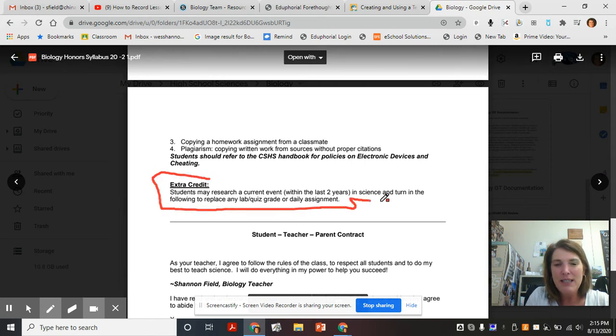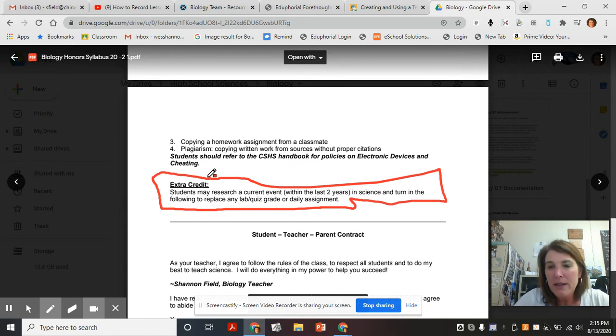Extra credit. Okay, honors students, if you need extra credit, there is an extra credit system. You may research a current event, and when I say current, meaning in the past 2 years. So this is 2020, so anything 2018, 2019, 2020, and up to today's date. You may research a current event in science. And if you would like to do that extra credit and research a current event, let me know.